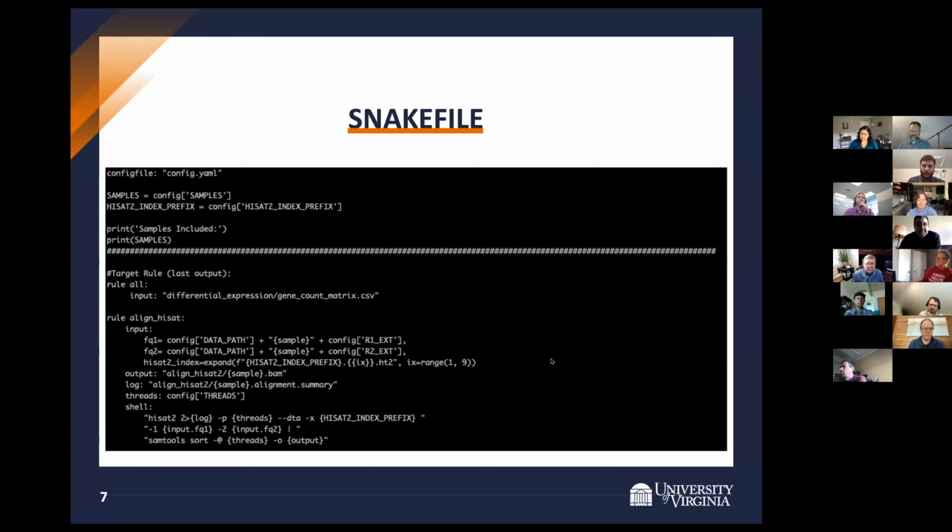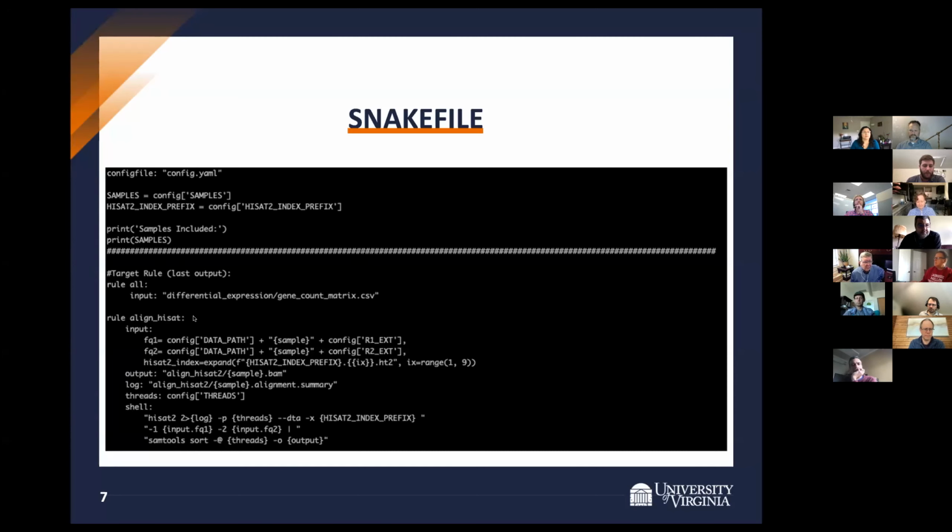So when I actually run this, it prints those 3 samples that I had listed earlier. Like we mentioned before, you always start with your target rule, and you can name these whatever you want. The syntax is rule, and then you type in the name of your rule. So I use all, you could use target, whatever you want. The input to the target rule, again, is the last thing that you want the pipeline to produce. Here, I want a directory called differential expression, and I want a gene count matrix in a CSV format as my output.